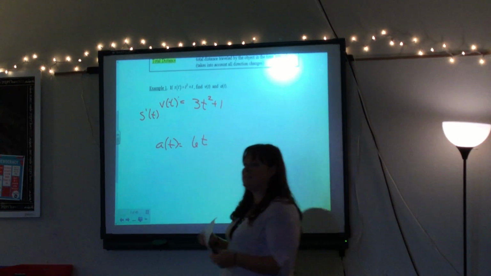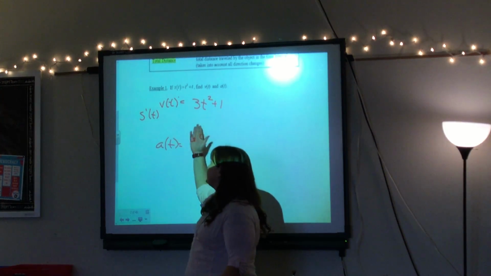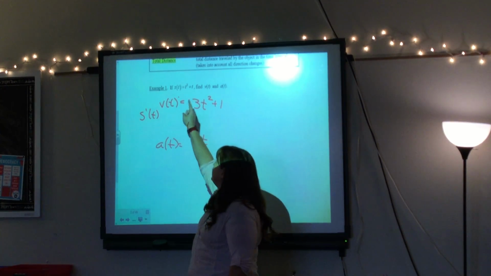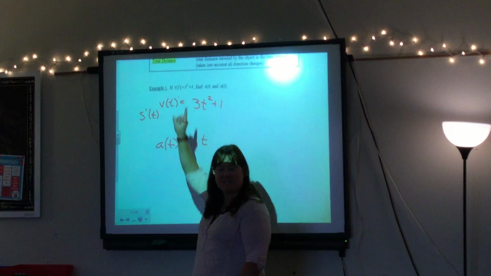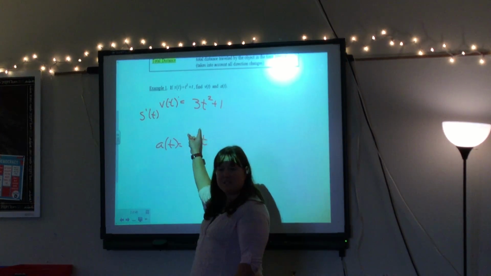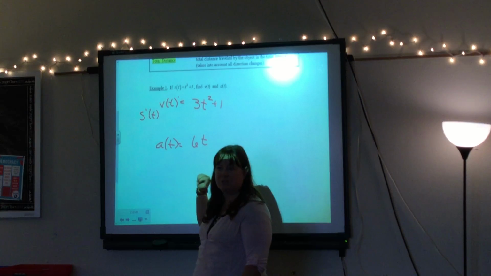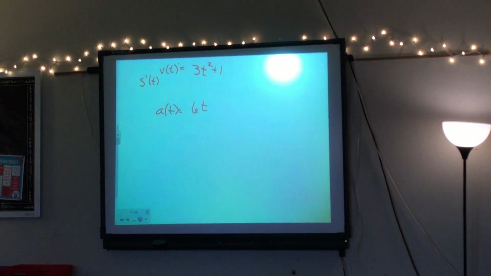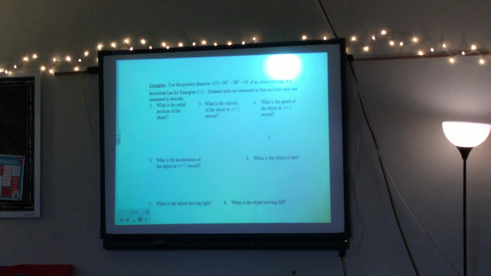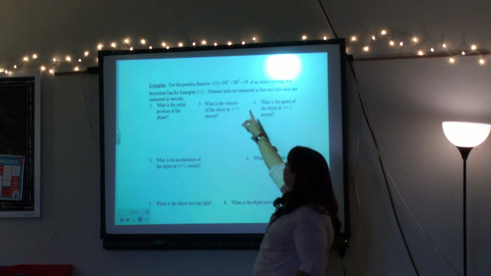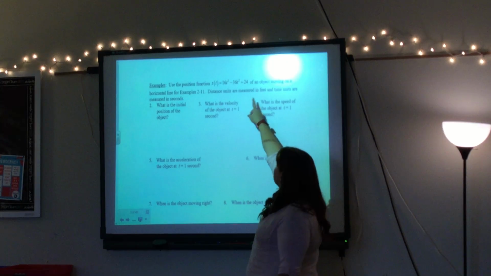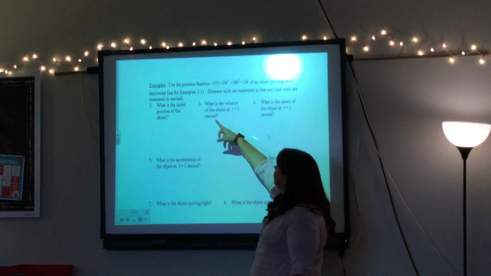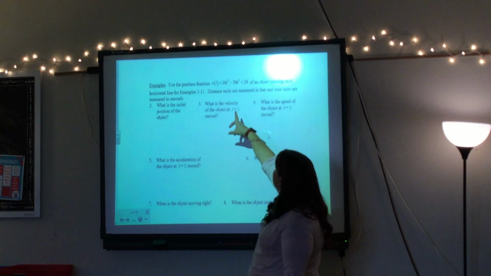So if we said, at time 2, what's the position, what's the velocity, and what's the acceleration, we would just put 2 into each of these functions and figure out it's at this position, this velocity, this acceleration. Okay? What's the catch? The catch is you've just got to do some harder applications. So we're going to use this position function of an object moving on a horizontal line. Distance units are measured in feet and time units are measured in seconds.